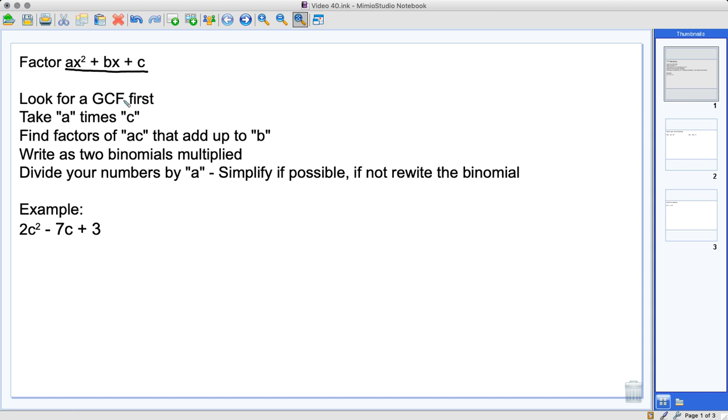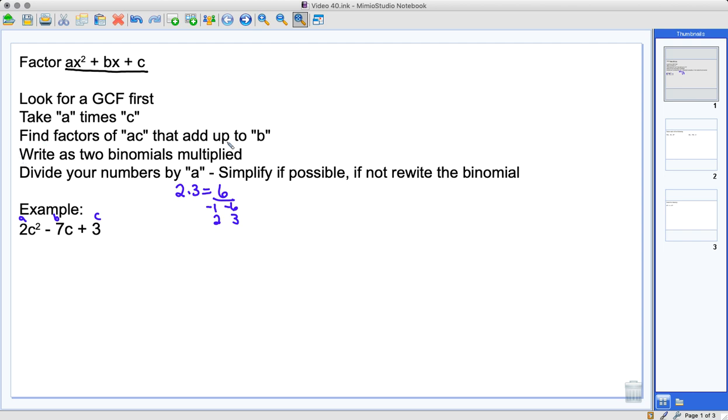You take a times c. So what I'm going to do is I'm going to take this example and I'm going to walk through it just like these steps say. So a is the 2, b is the -7, c is the 3. So I'm going to take 2 times 3 and I get 6. So then that's the second step there. So then the third step says find factors of AC, so that's this new number that we got, that add up to B. So factors of 6 are 1 and 6, 2 and 3. Well, again, none of them add up to -7, but if I make those both negative, then I have -7.